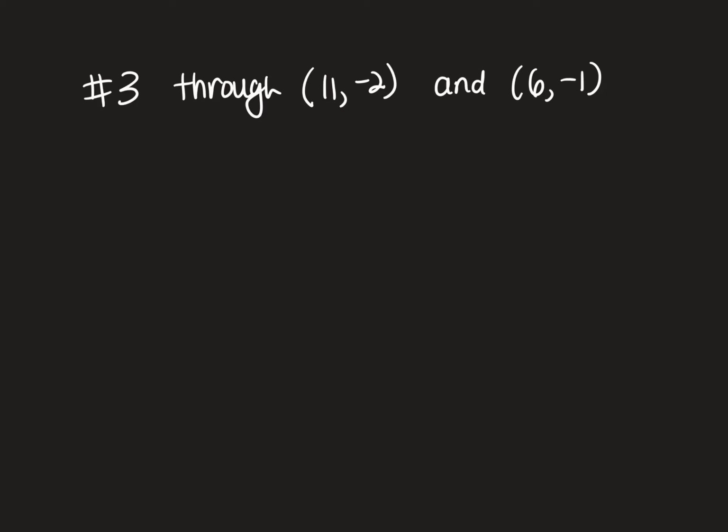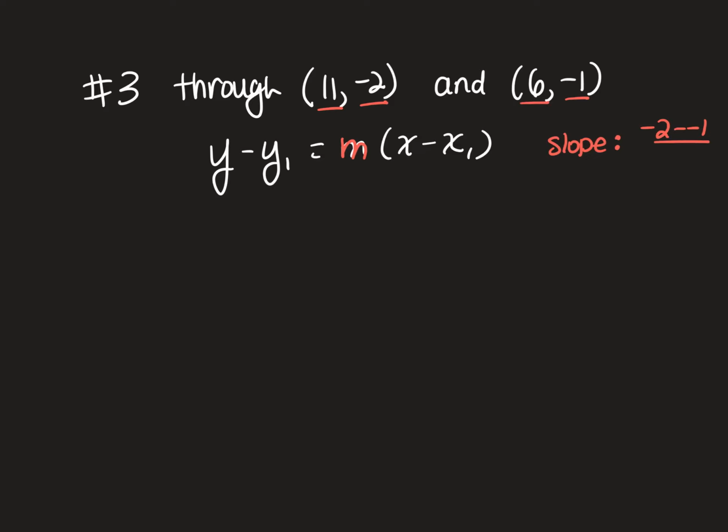All right, so I am going to once again use the same equation here, y minus y1 equals m times x minus x1. The only difference is I still need to figure out what m is. So to find slope, remember we take the change in y over the change in x, or the difference in y over the difference in x. So we'll do the change in y, which will be -2 minus -1, over the change in x, or difference in x, 11 minus 6, and that's -2 plus 1 over 5, which ends up being -1/5.